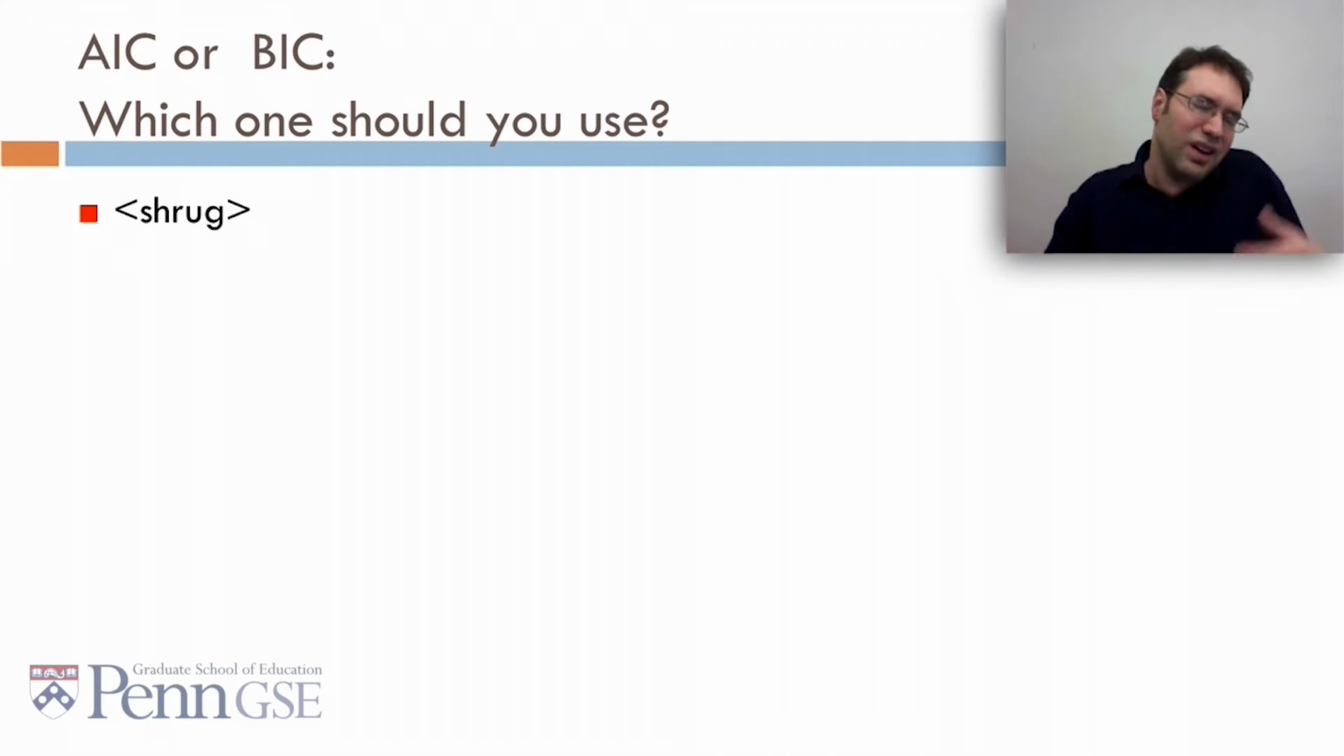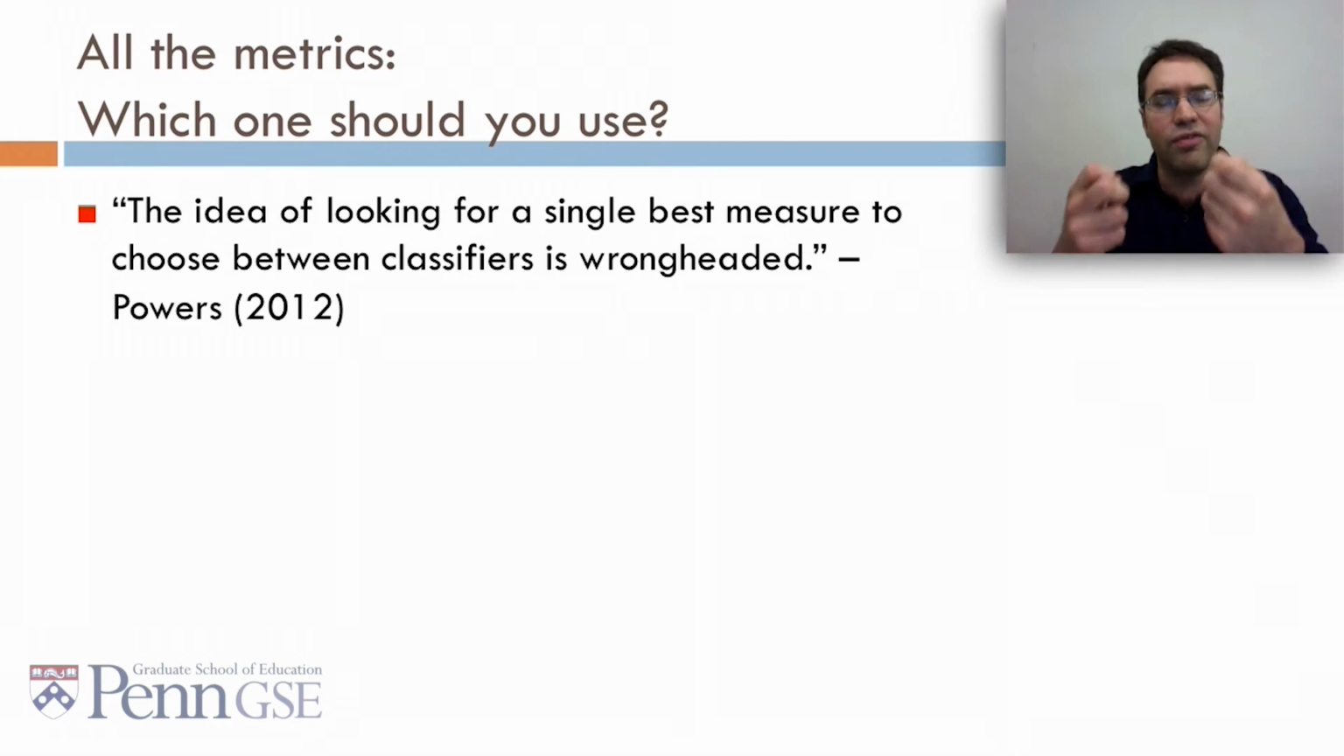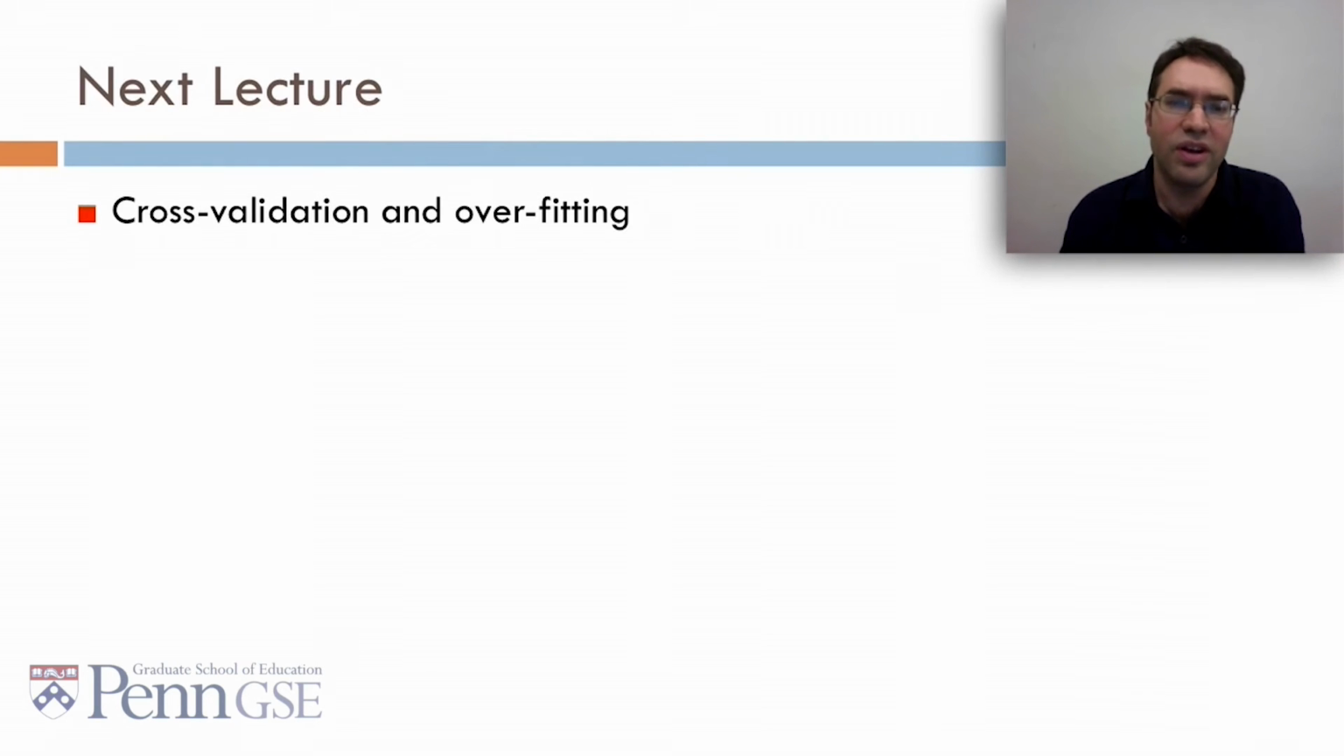As we've talked about before, the difference between k-fold cross-validation and leave-one-out cross-validation is also a little unclear. And Powers says that the idea of looking for a single best measure to choose between classifiers is wrong-headed. And I would say the same is true about regressors. Regardless of what kind of model you're building, try to understand your model across multiple dimensions, and that involves using multiple metrics. So in the next lecture, we're going to talk more about cross-validation and overfitting.